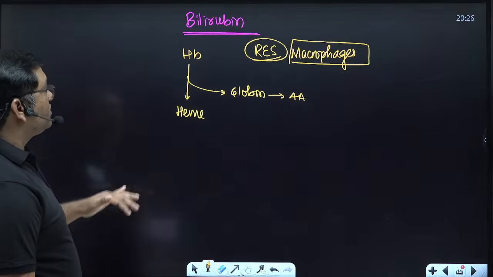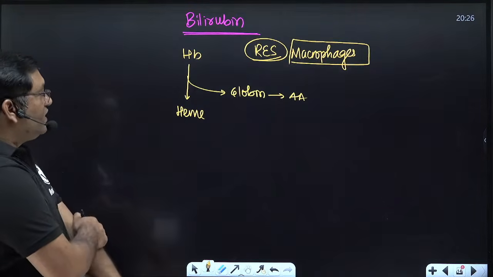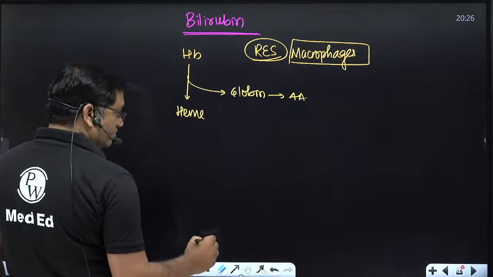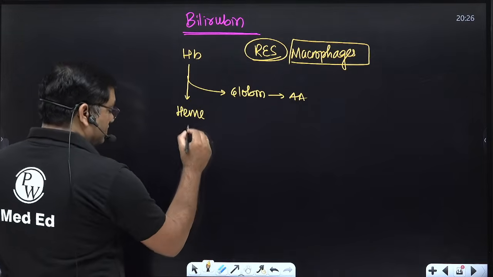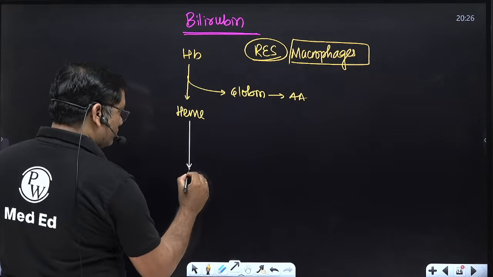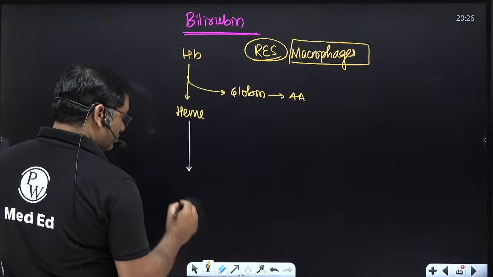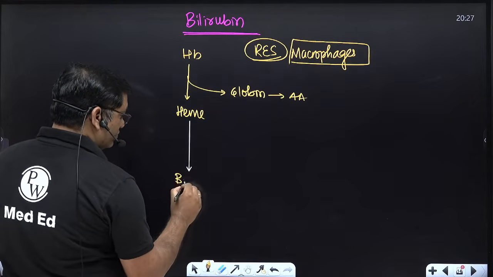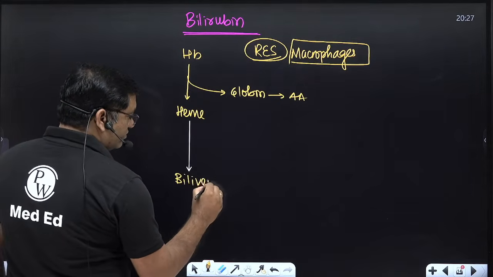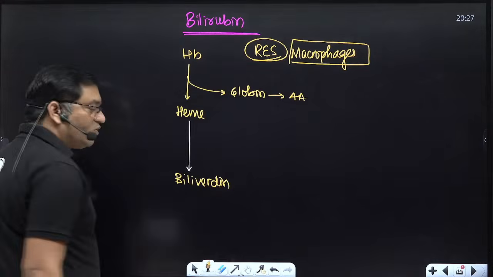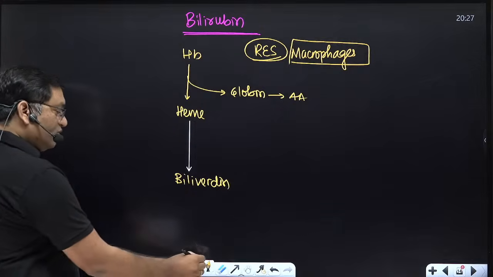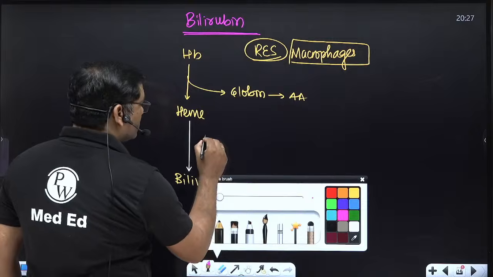So we'll discuss the pathway of heme degradation. Heme is converted into biliverdin, which is a green colored compound. Here the name of the enzyme is heme oxygenase.